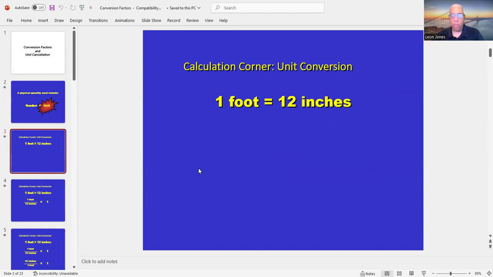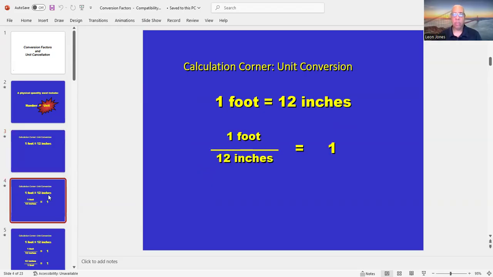Unit conversion. 1 foot equals 12 inches. This is what we're talking about. You have a foot. That's physical. 1 foot. 12 inches. Well, how do we get that 1 foot? Well, right here, we're just taking 1 foot and we're converting it to inches. So 1 foot over 12 inches, that's going to give you 1 foot. 1 foot equals 12 inches.